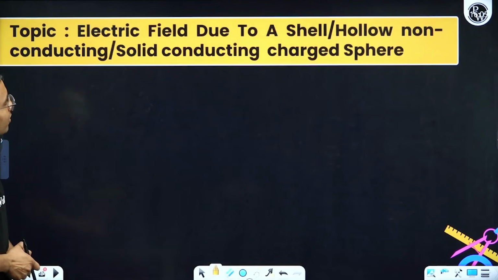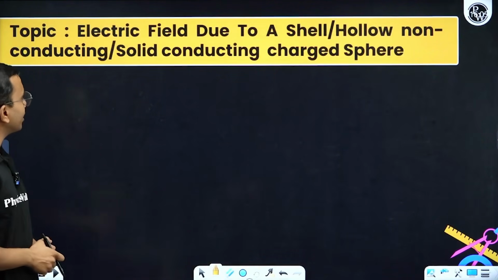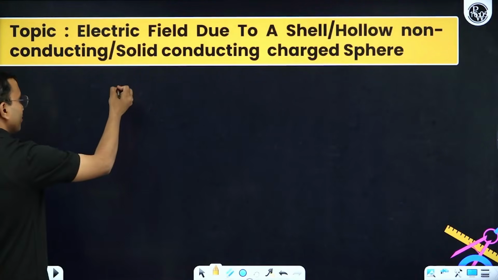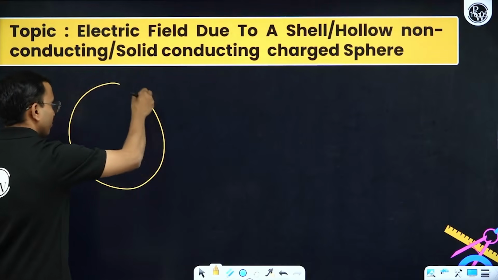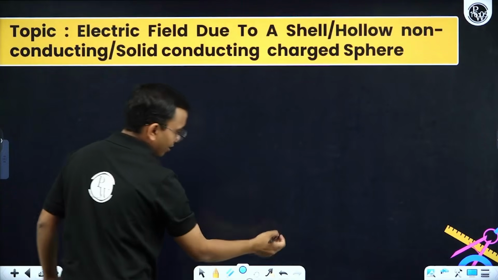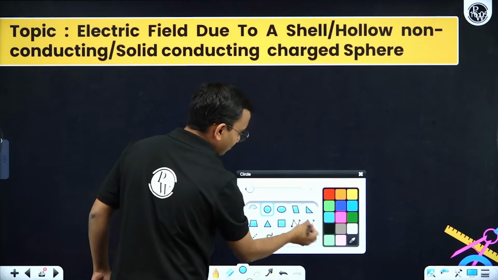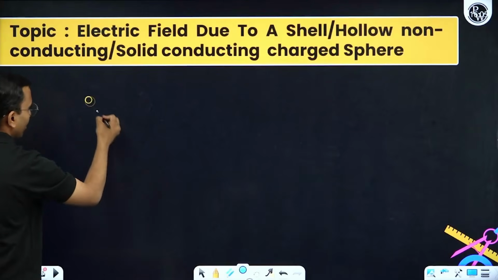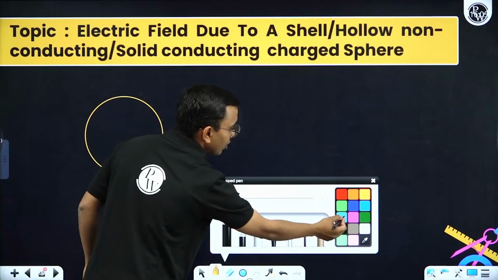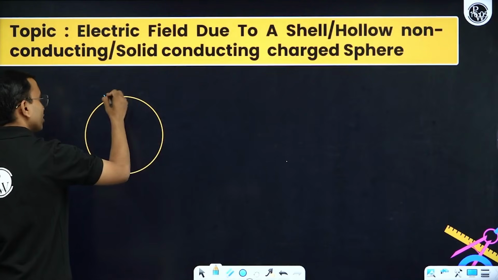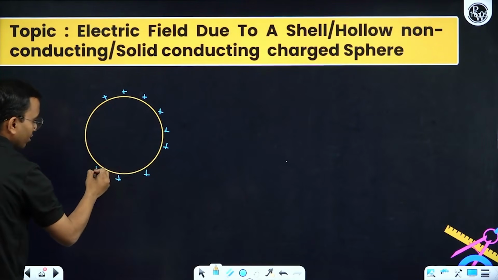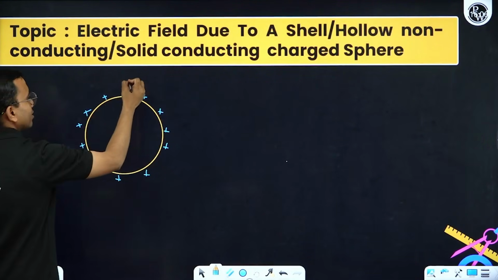Electric field due to a shell or hollow non-conducting or solid conducting charged sphere. Now let us consider this as my shell. Let me make it more spherical by using the shapes from here. Why are so many options mentioned? Because in each of the cases mentioned here, the charge will be on the surface only, uniformly distributed. Let us take this charge as Q.